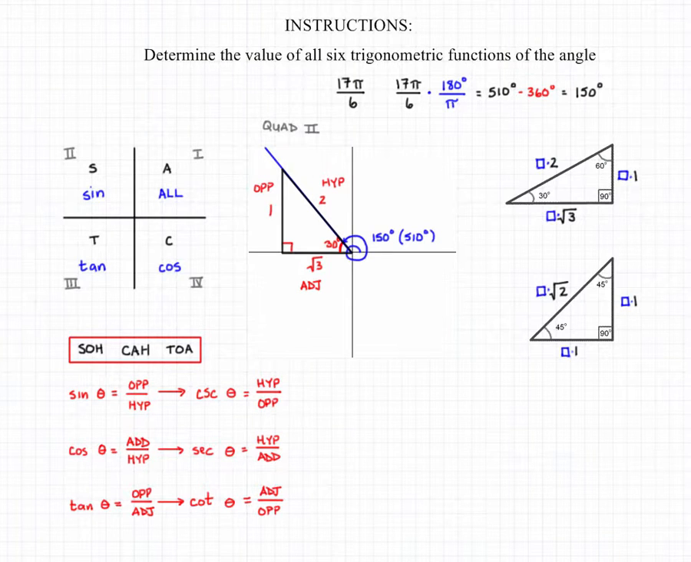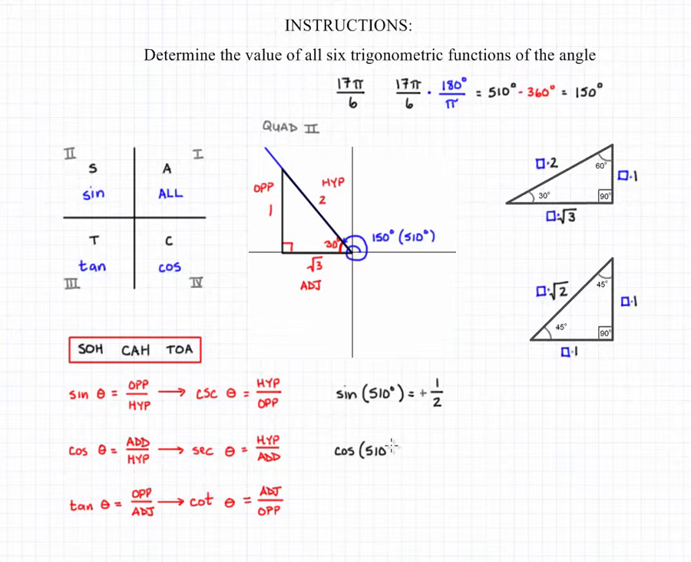So now, for each of these, we can plug in the information that we have on our graph, as long as we remember that we're dealing with the second quadrant when we apply the signs. So, the sine of 510 degrees is going to equal the opposite over the hypotenuse, 1 over 2, and then we can apply a positive sign because sine is positive in the second quadrant.